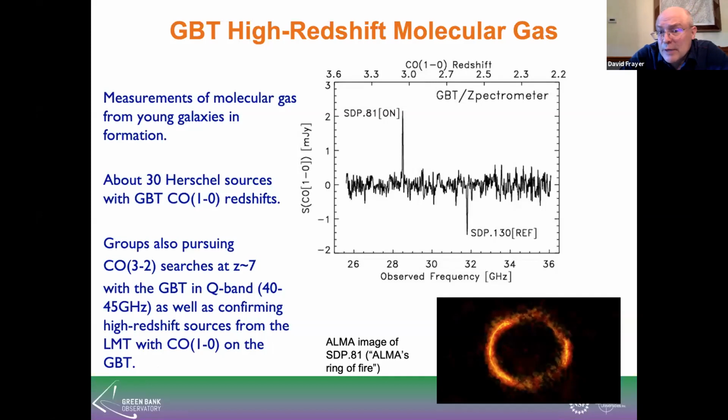The Herschel mission went up there, they found a bunch of sources on the sky that were very red, but we didn't know their redshifts.